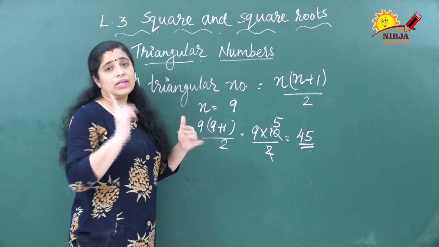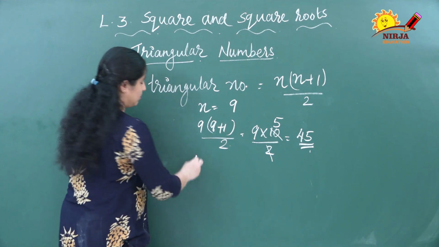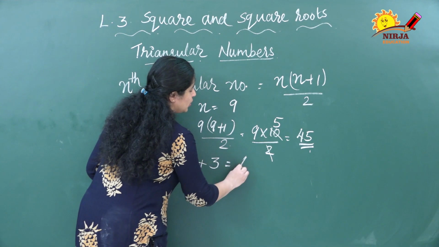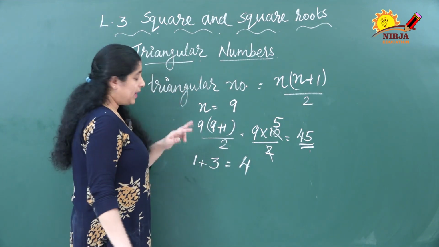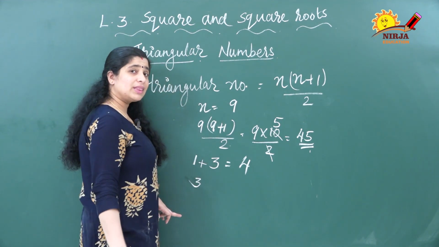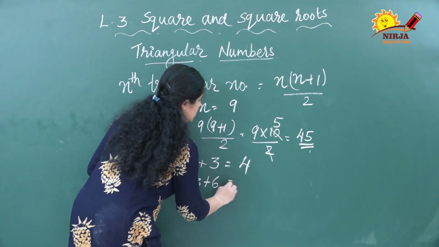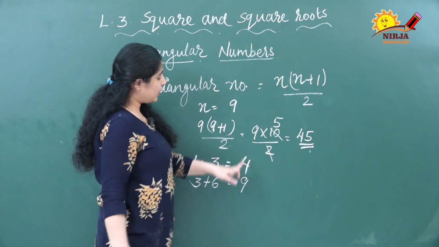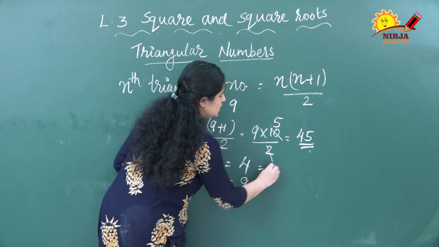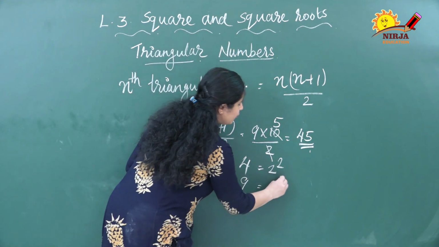That we will see. What is the first triangular number? Yes, 1. And the second triangular number? That is 3. What are you getting when you add these two? That is equal to 4. And the second triangular number is 3, and what is the third triangular number? Yes, 6. 3 plus 6, you are getting 9. 4 and 9 both are perfect squares. 4 is the square of 2 and 9 is the square of 3.